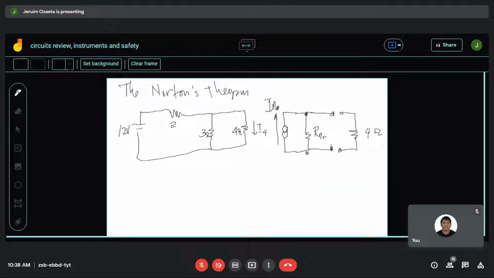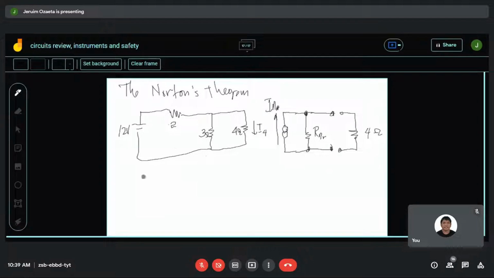Take note that what will provide us the solution in finding the current at the load resistor is current division. In the Thevenin's theorem, we have the voltage division. Here, it will be the current division. The current division will take place between the current coming from the source through the equivalent resistance and the load resistance. So let's see how this is going to work.